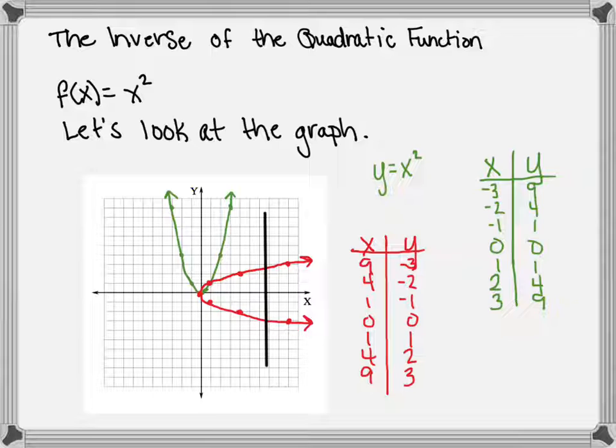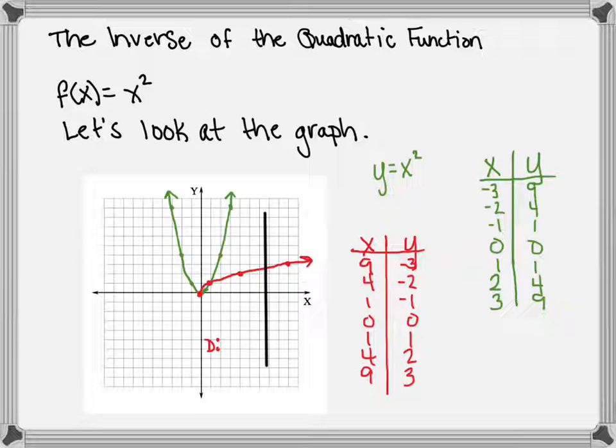Now, often though, when we talk about inverses, we prefer to talk about inverses that are functions. So let's see if we can make this red graph into a function. And we can do that by erasing the bottom half and only considering the top half of this sideways parabola, because the top half of the sideways parabola passes the vertical line test.